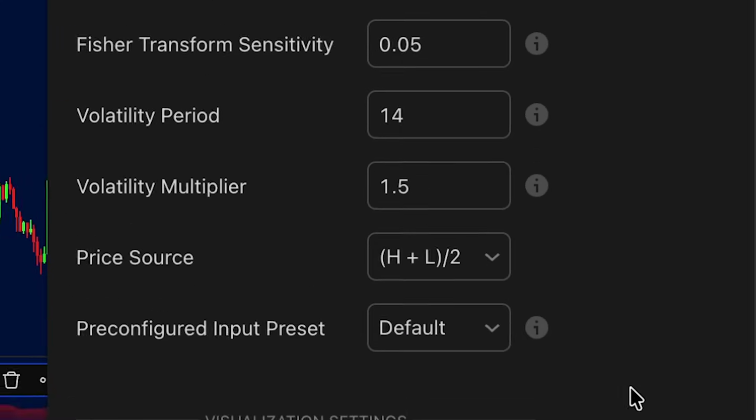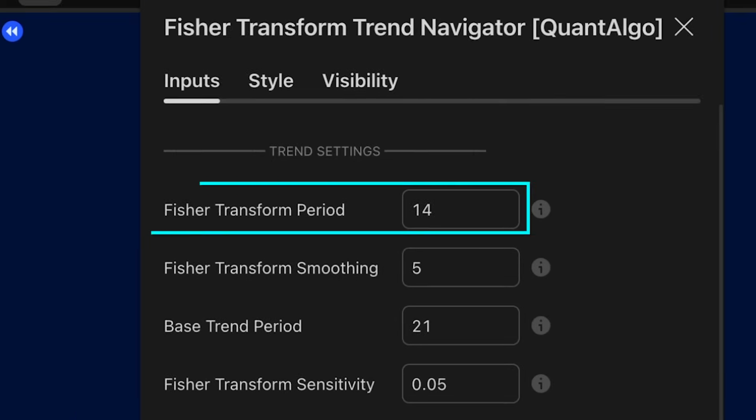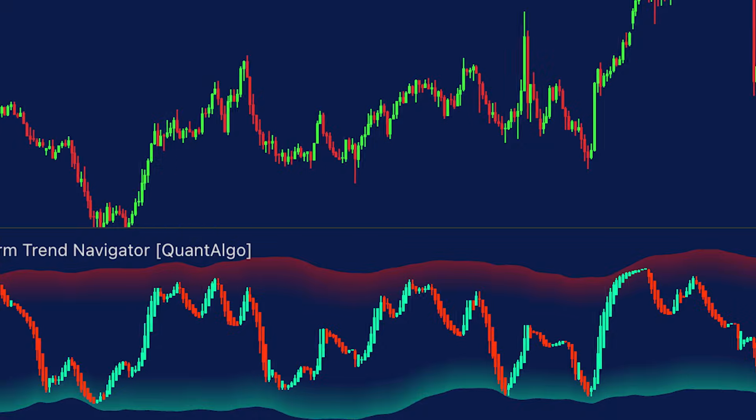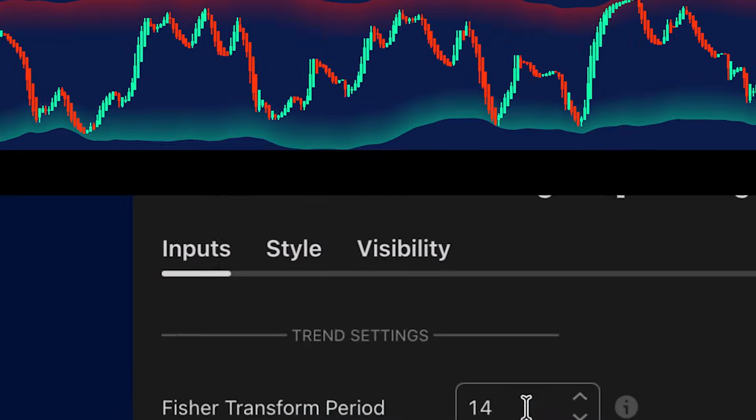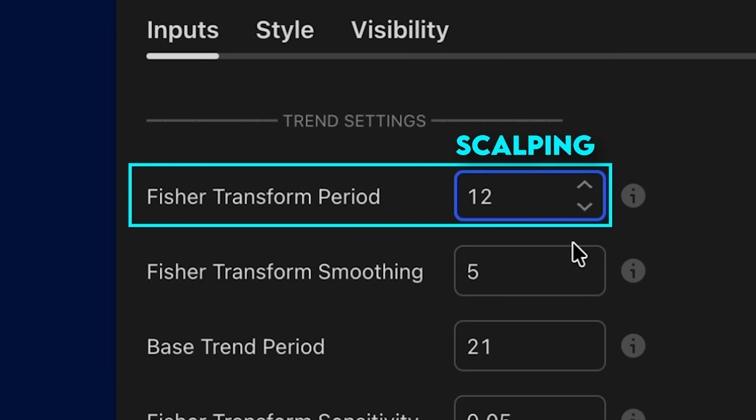But if you want manual control, here's how each parameter works. Fisher period controls the normalization window, how many candles the indicator uses to scale price. It's set to 14 by default. For scalping, drop this to 8 to 12 to catch quick reversals. For swing trading, raise it to 20 to 30 to filter out short-term noise.